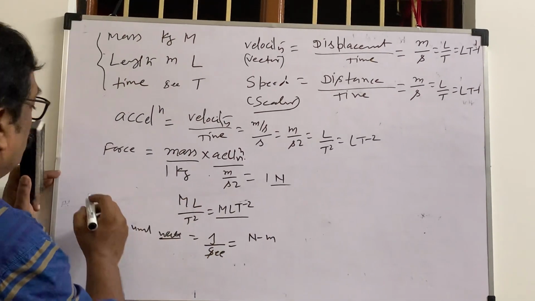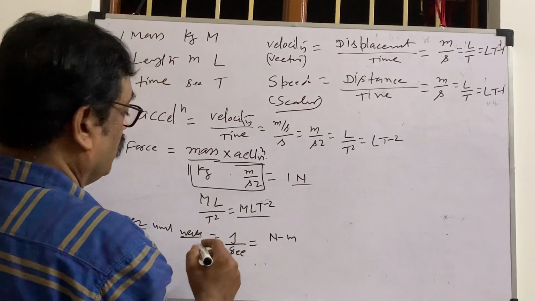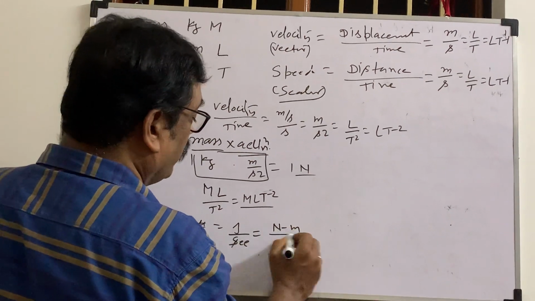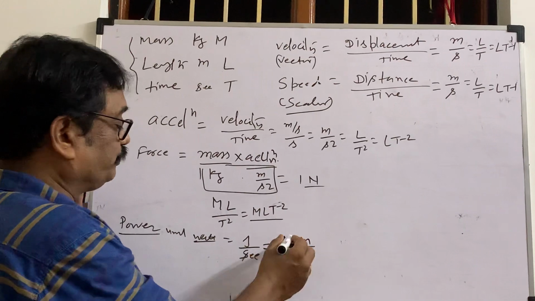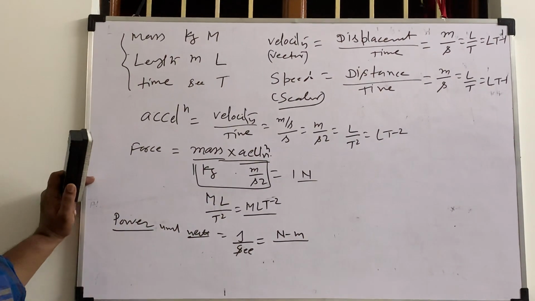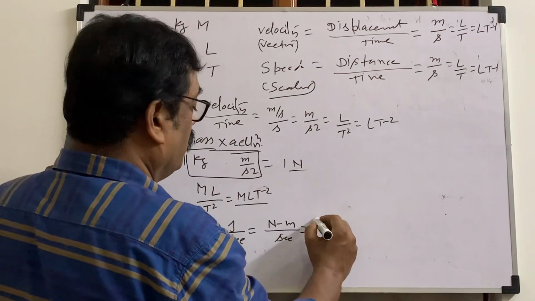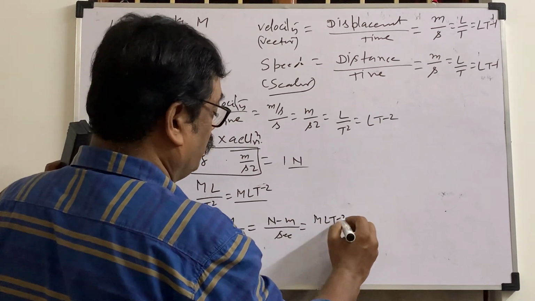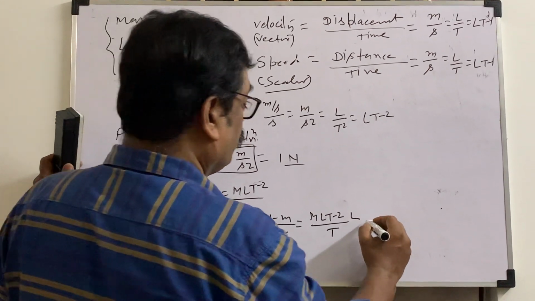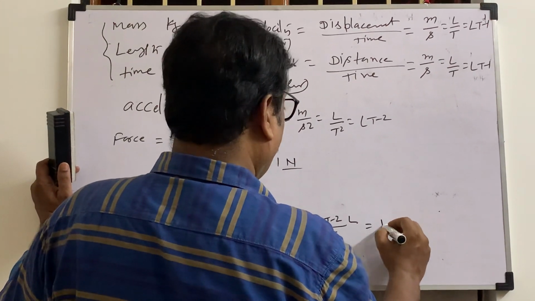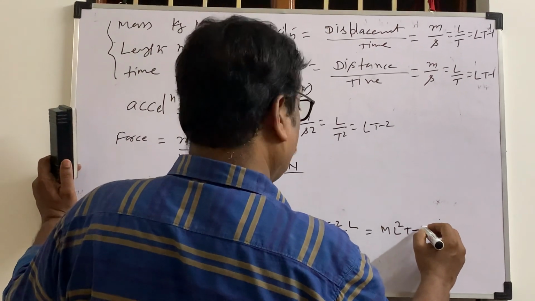So you saw two things here. Kg meter per second square is equal to Newton. 1 joule is equal to 1 Newton meter. You have to remember these for analyzing the formula. So power is joule per second, that is Newton meter per second. Now Newton you know is force, so M L T minus 2. Then meter is L, second is T. So what will be there here? M L square T minus 3.